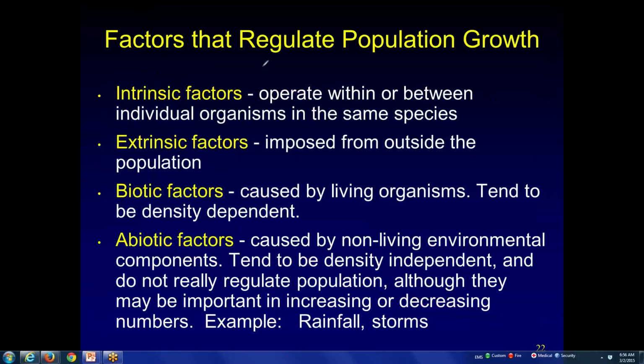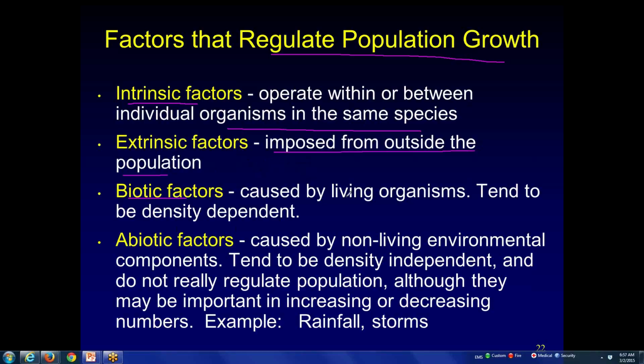Okay, so let's look at other factors that regulate population growth. So we looked at births and deaths, immigration and emigration. What are some other issues that might affect population growth? Well, we have intrinsic factors. Operate within or between individual organisms in the same species. So, for example, competition between other individuals of the same species, all eating the same thing, all competing for the same resource, maybe it's territory. That's intrinsic. Extrinsic, imposed from outside the population, that might be a predator. That might be human influences.